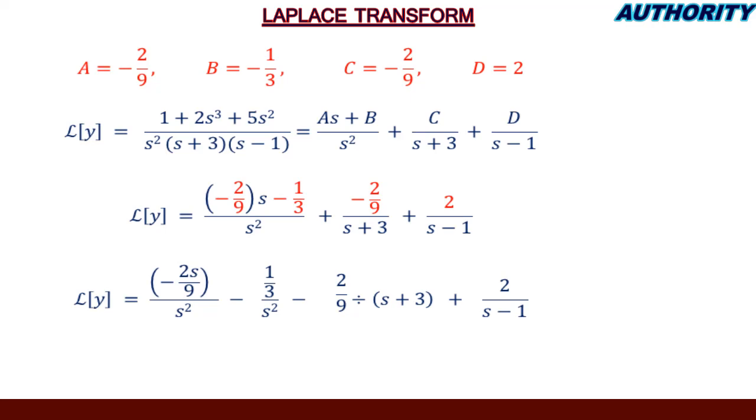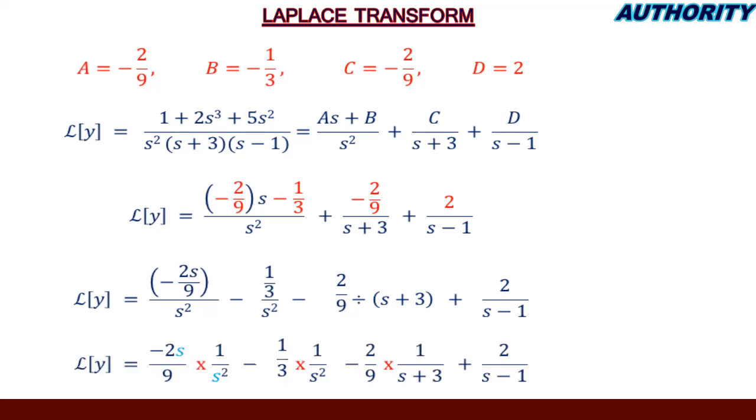In this place where we have minus 2s all over 9 all over s squared, it's still the same thing as saying minus 2s all over 9 times 1 all over s squared. When we perform inversion, this is what we're going to have. Then we have minus 1 all over 3. Then we do the same thing: times 1 all over s squared. Then plus minus 2 all over 9 times 1 all over s plus 3. Then we have plus 2 all over s minus 1. Is that clear? Yes. Now let's go.